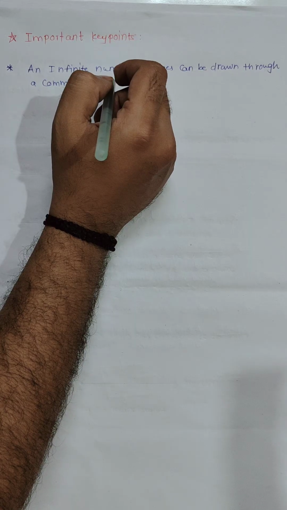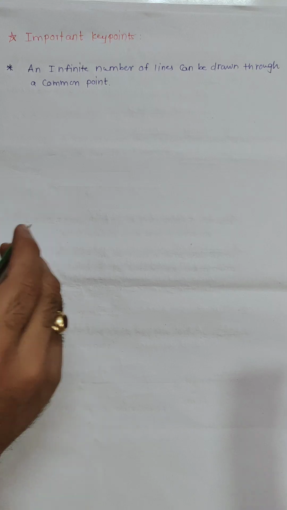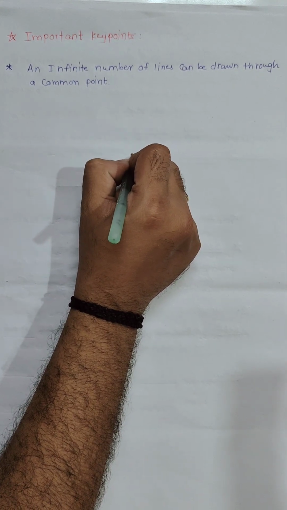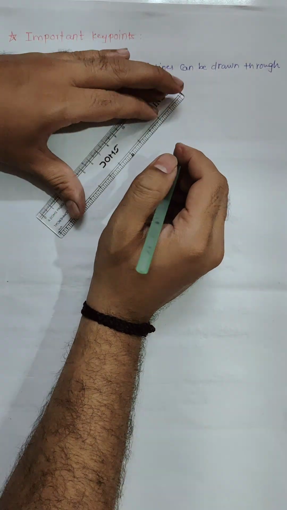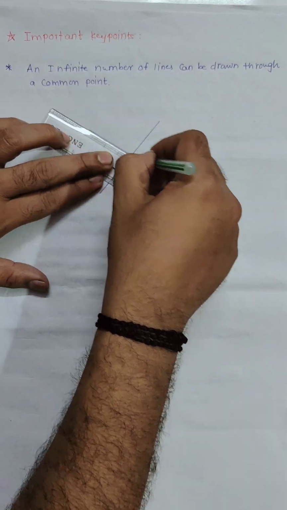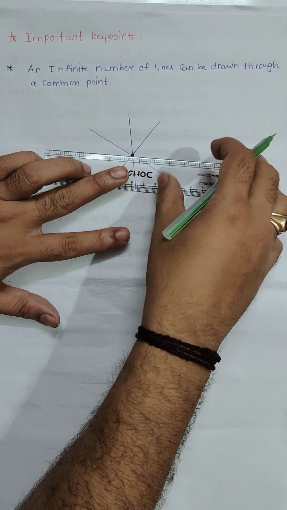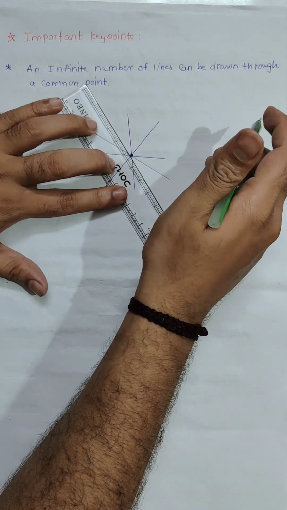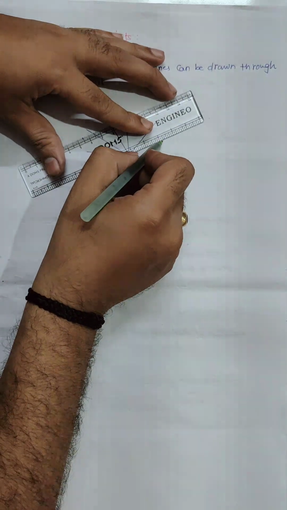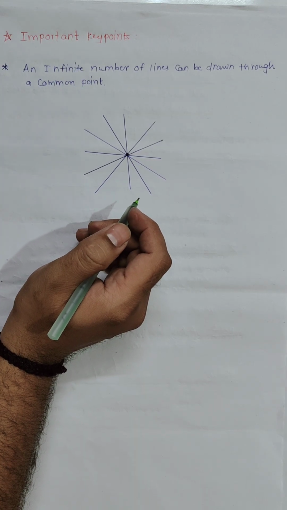Second thing, draw the sketch of this. Infinite number of lines can be drawn through one common point. Clear? That is the figure of infinite number of lines you can draw. An infinite number of lines can be drawn through one common point.